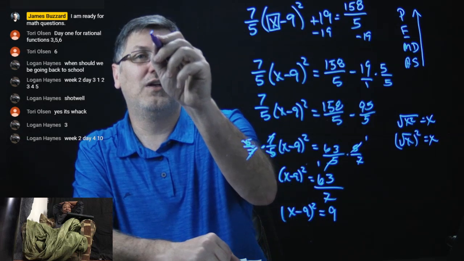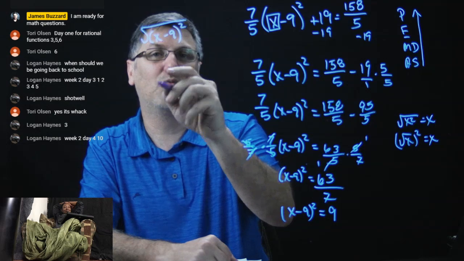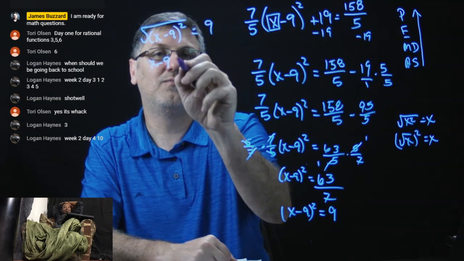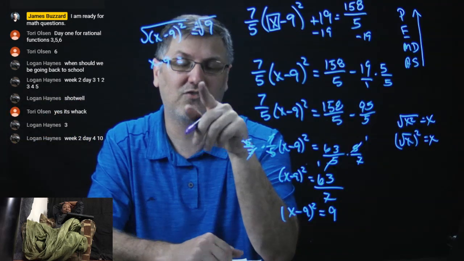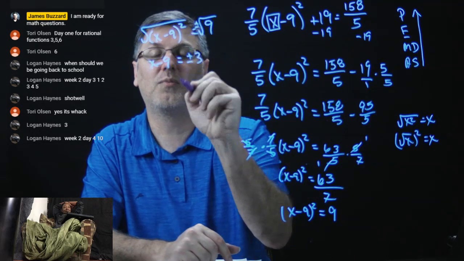So this is going to give me x minus 9. I'm going to take the square root of all of it squared. Well, that's just simply going to give me the x minus 9. The other side becomes 9, but when I take the square root of the other side, I need to put a plus or minus in front of it. That's just a rule. It's ambiguous. So the square root of 9 becomes 3, so we have plus or minus 3.